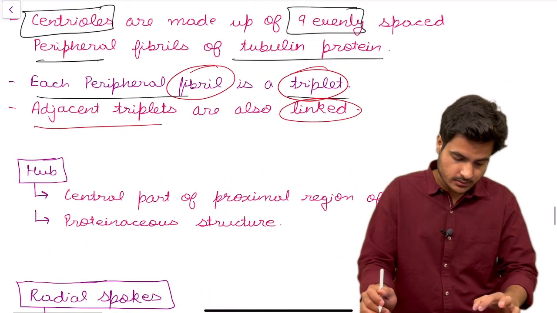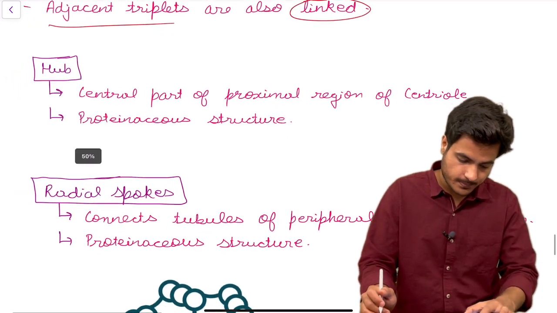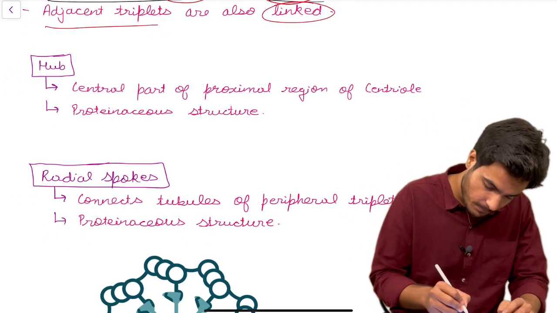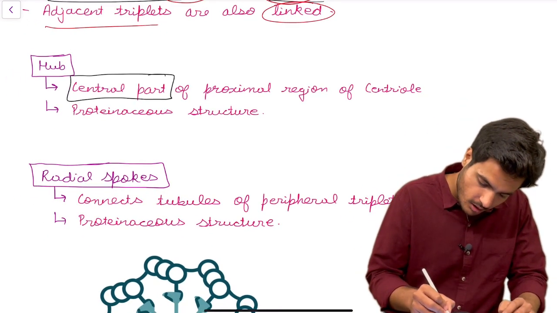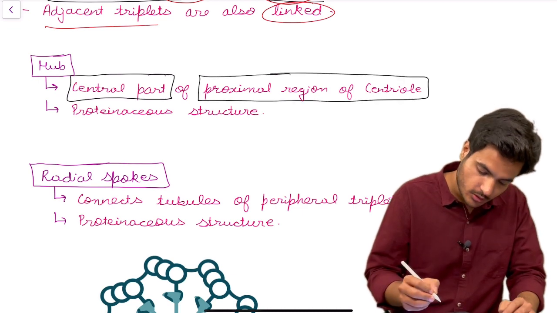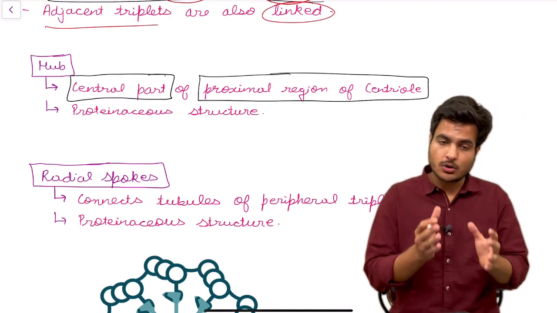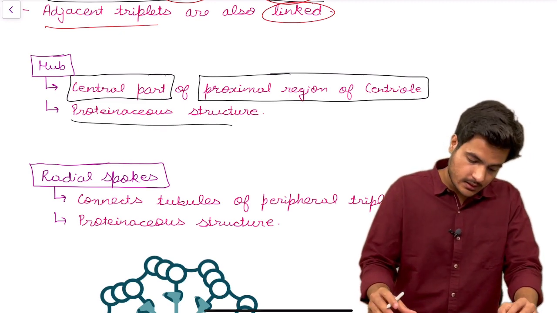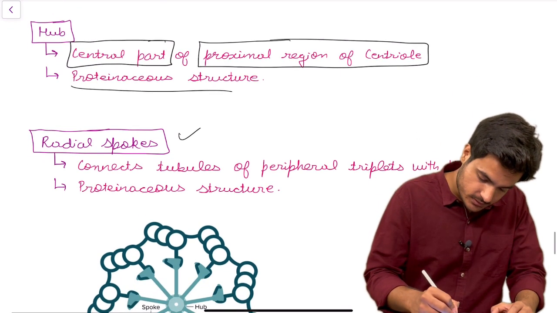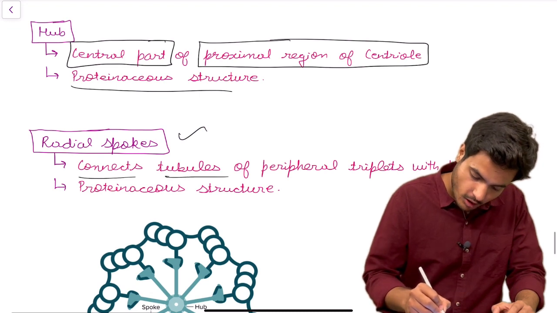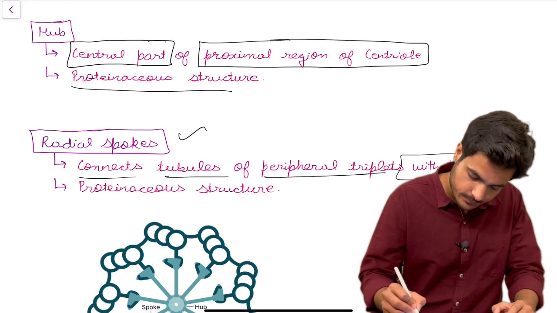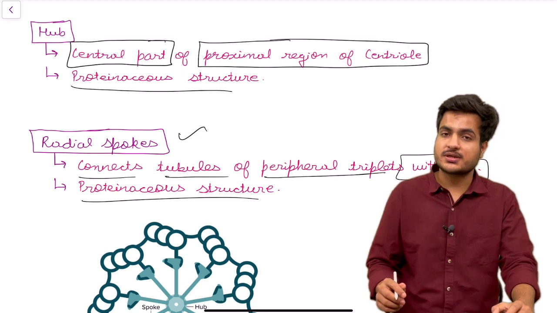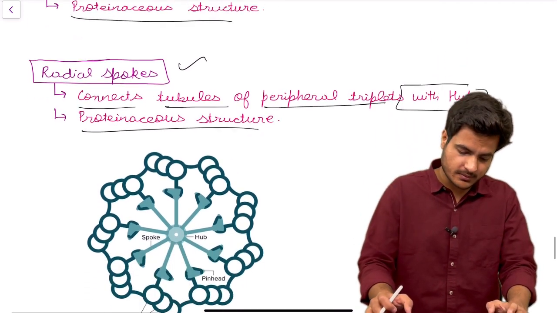So it is clear by now that each centriole has tubulin triplets which are attached to each other. Now let's see what the hub is. Hub is the central part of the proximal region of a centriole. The central part is called the hub, which is a proteinaceous structure. Now let's see what radial spokes are. These connect tubules of the peripheral triplet with the hub, and they are also proteinaceous. Of course everything is made up of protein.